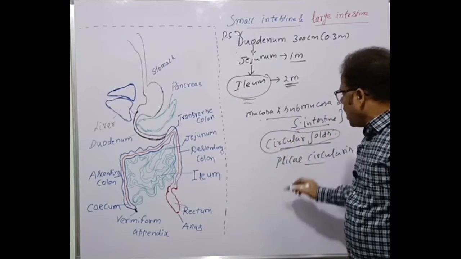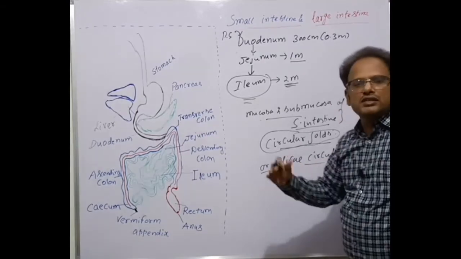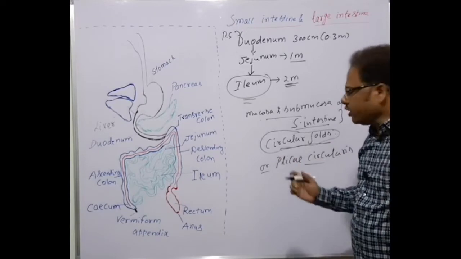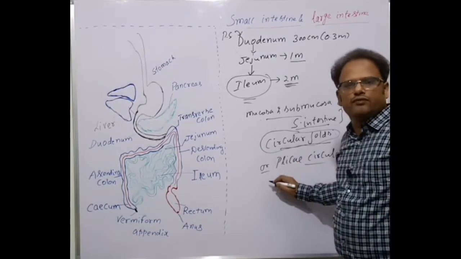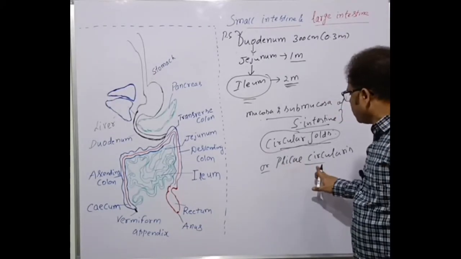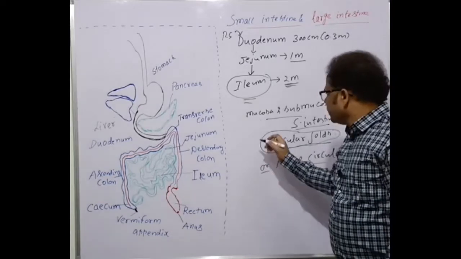These circular folds are also called the plicae circularis, which enhance the area of absorption in the small intestine. The area of absorption of the digested food is increased because of the circular folds called plicae circularis, which are present in the small intestine. The small intestine, this is the first point.